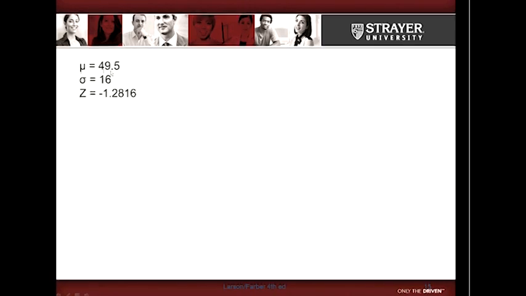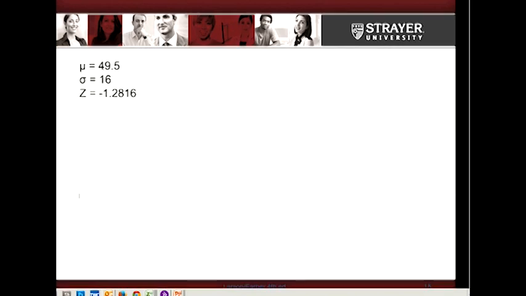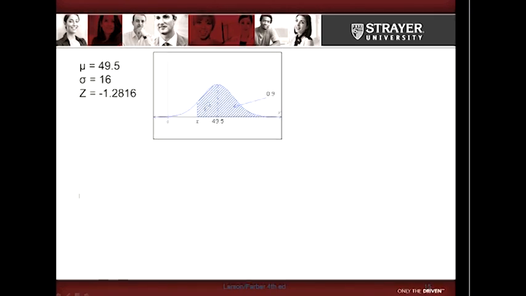So I'm going to go into working with our calculator. Mean is 49.5 from that problem. The standard deviation is 16. And the z-score is negative 1.2816. So these are the numbers we'll need. Here's the picture. Now this is the formula for z. Z is going to be used quite regularly throughout the quarter. It's x minus the mean all over the standard deviation.